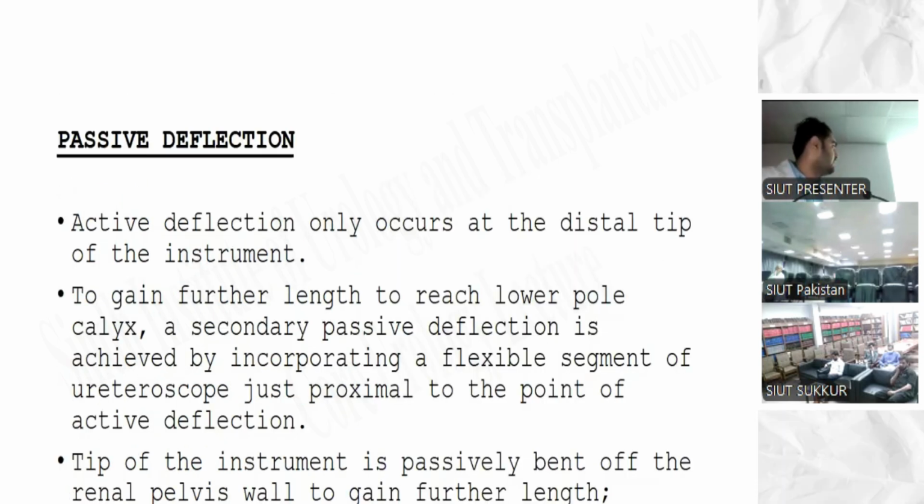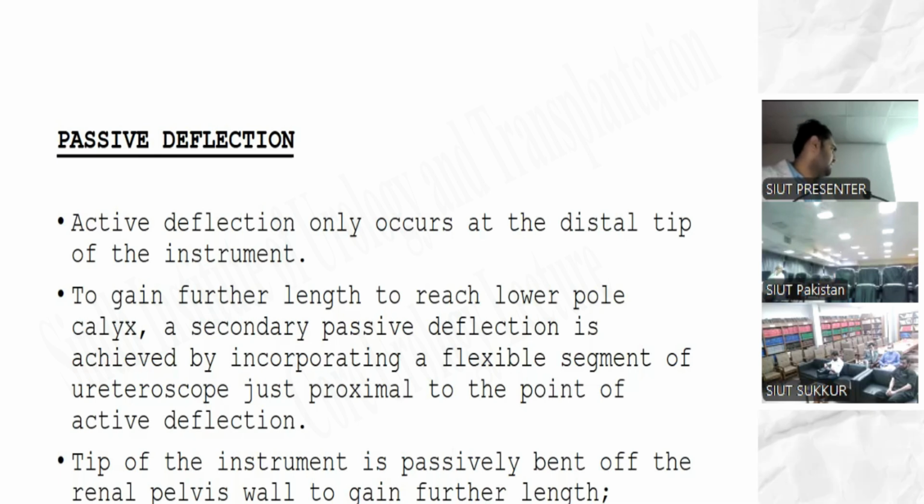Now, this is a passive deflection, as I described, and active deflection occurs at the distal tip to gain further access to the lower pole calyx. Secondary passive deflection is achieved by incorporating the flexible segment of the ureteroscope that is proximal to the point of active deflection.